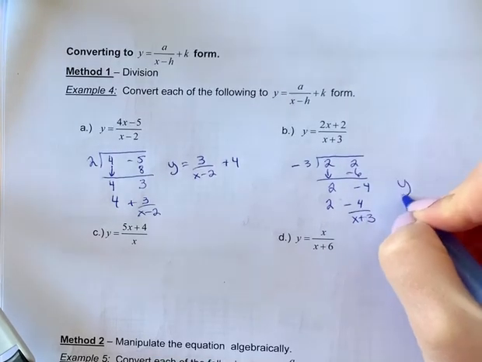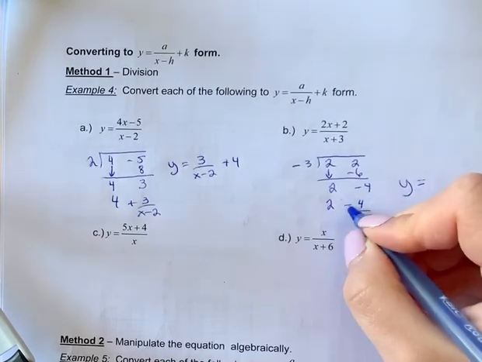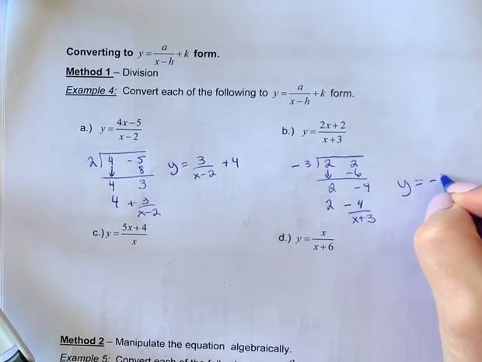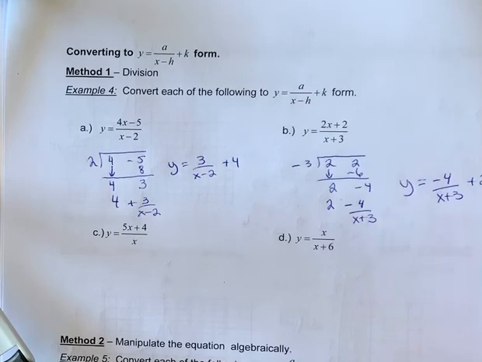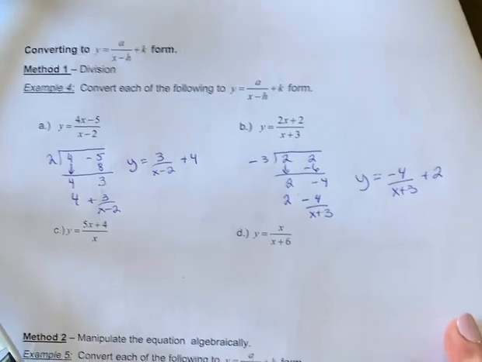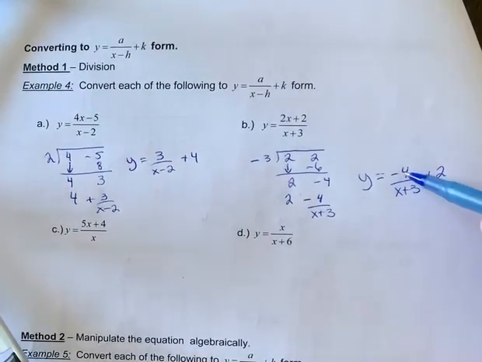So when we write that as our equation, we're going to write this part first. The negative is with the 4. So it's negative 4 over x plus 3 plus 2, which would mean that there's a reflection, vertical stretch by a factor of 4, and then you've got your h value and your k value for your shifts and your asymptotes.